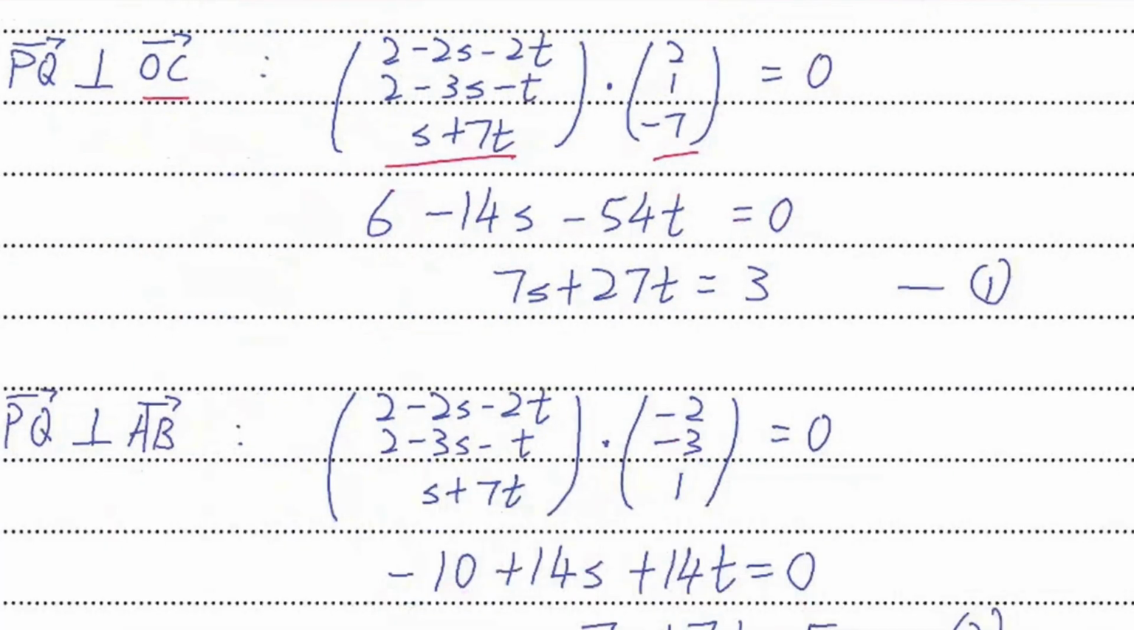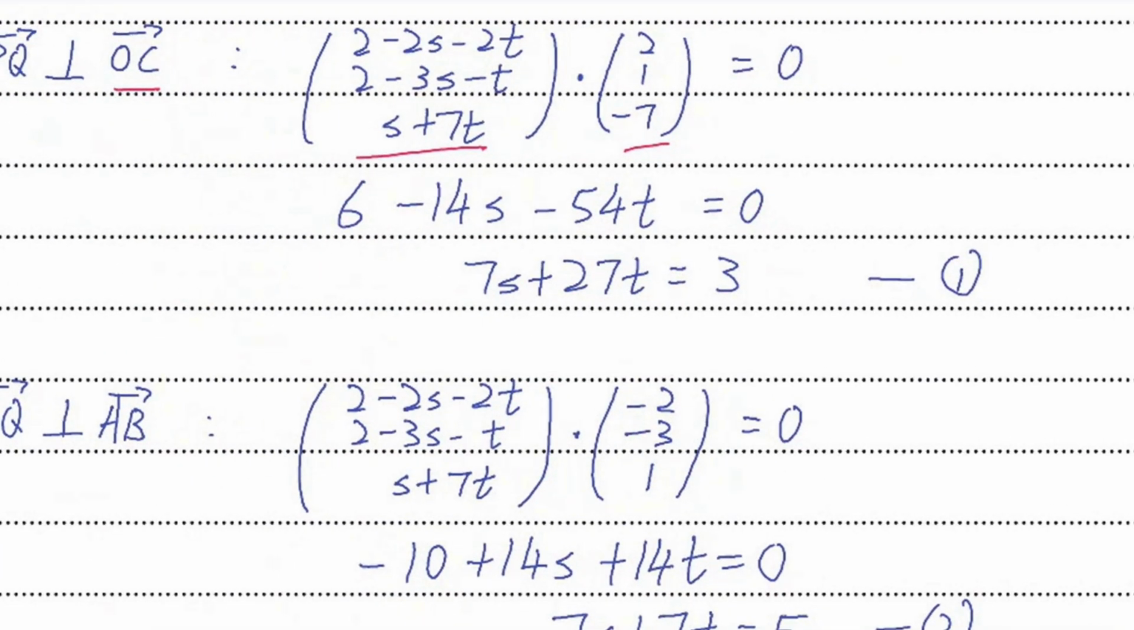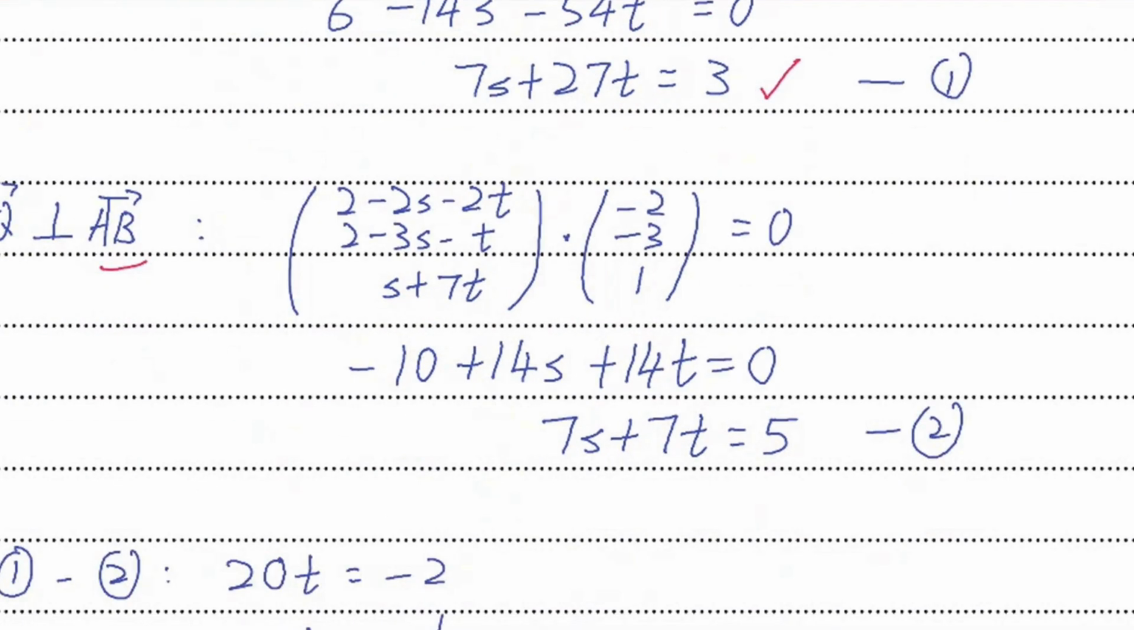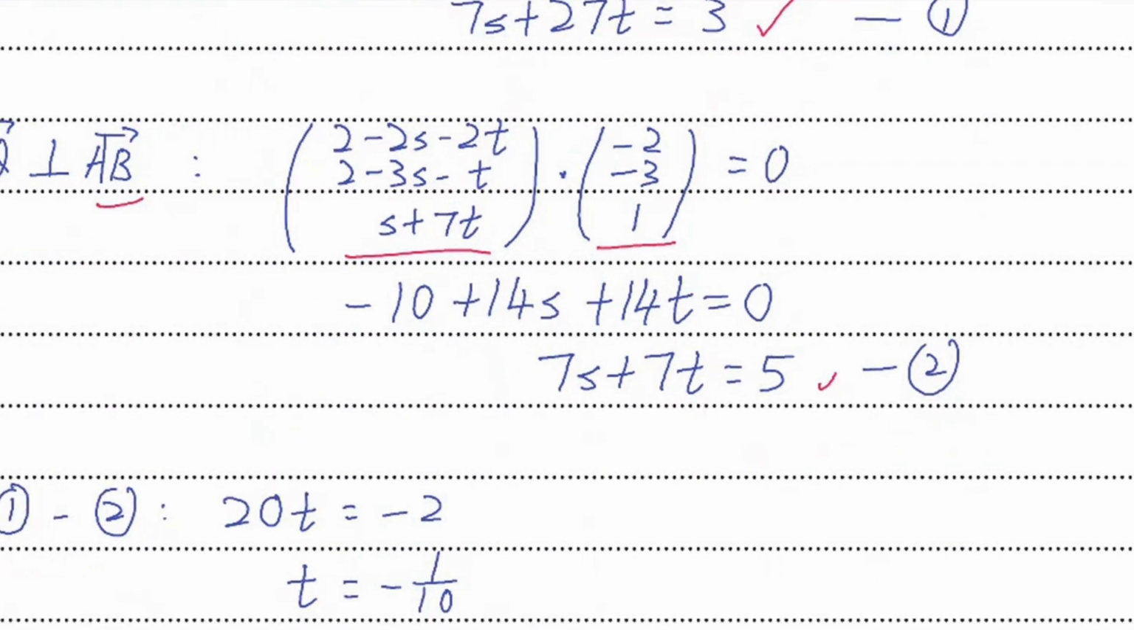The equation that we will get is this one: 7s plus 27t equals 3. So we get one equation from there. Another thing is we also know that PQ should be parallel to AB, so we use PQ to dot with the direction of AB. So we get another equation, and we can solve the simultaneous equations.